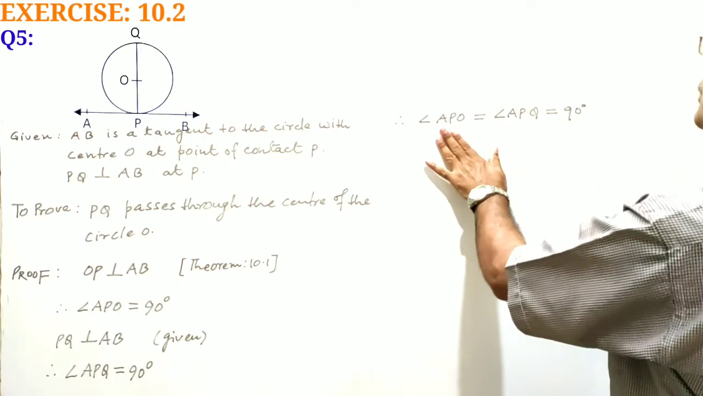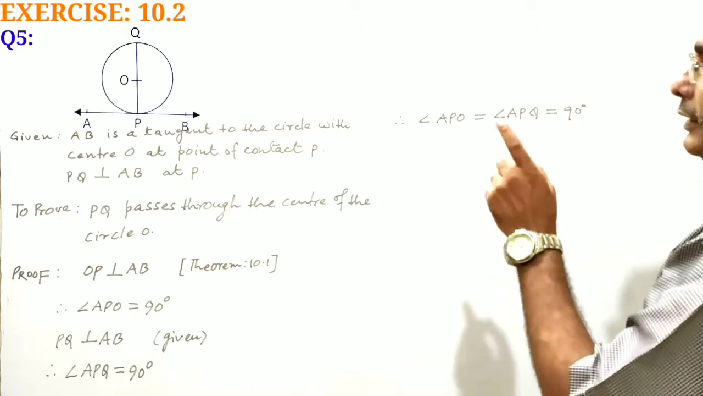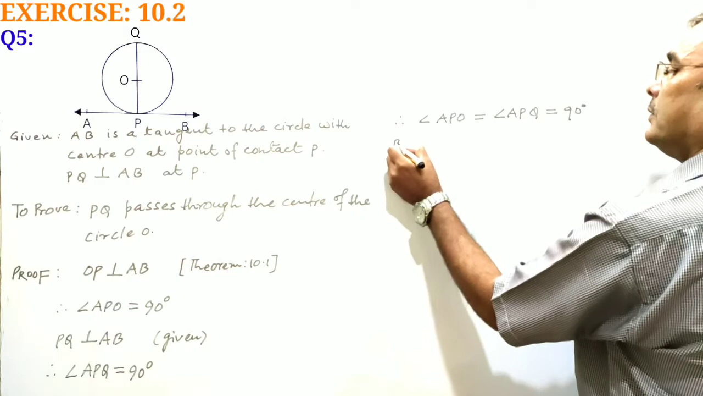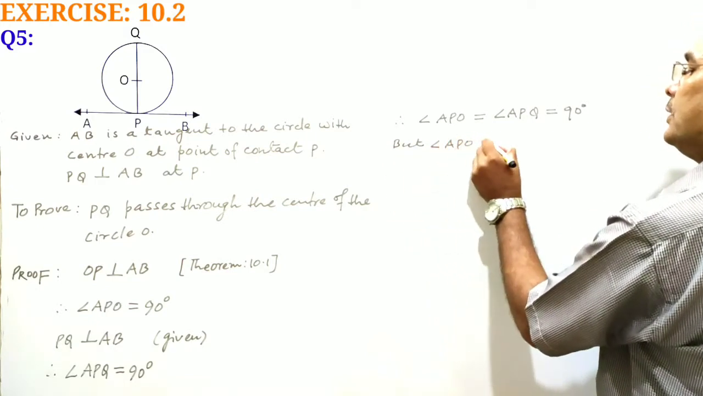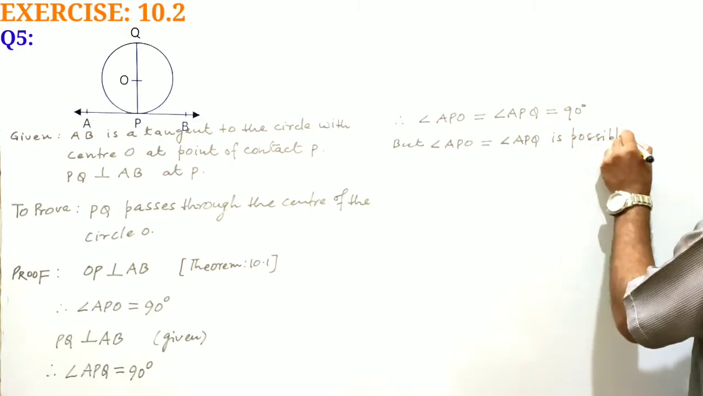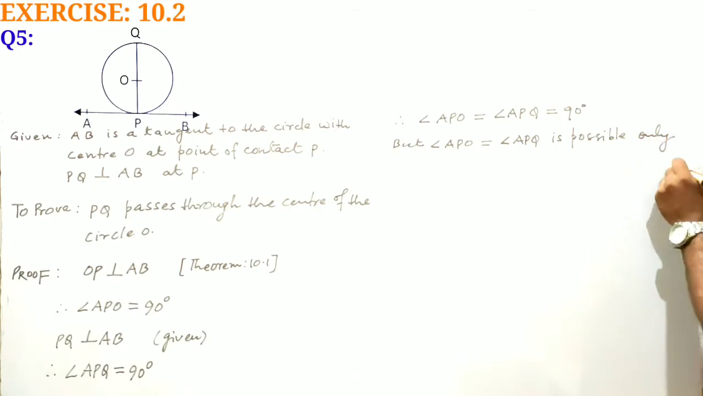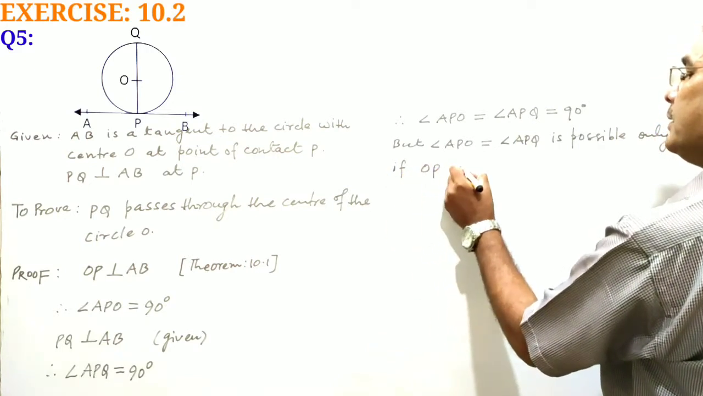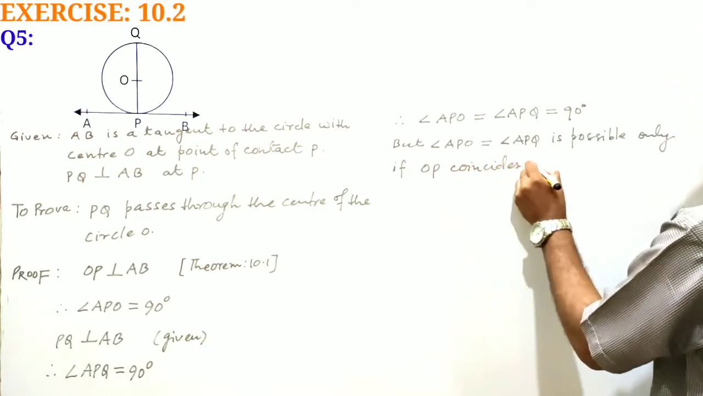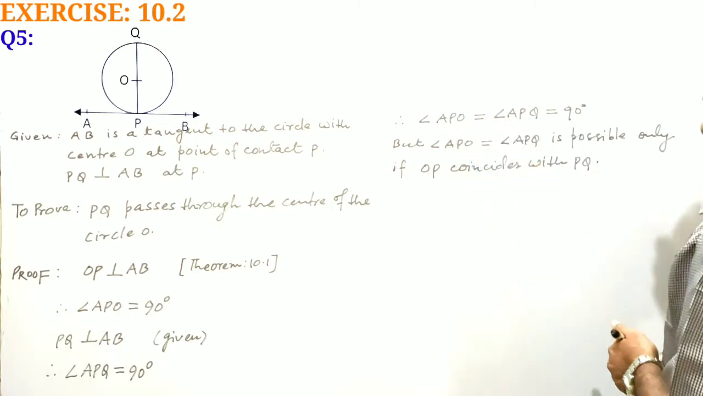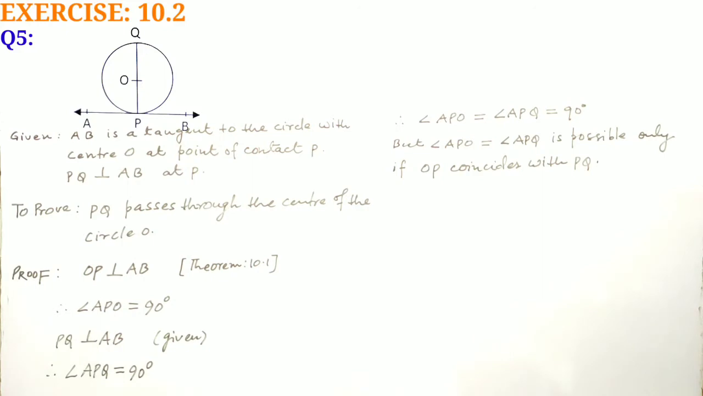But angle APO is equal to angle APQ is only possible when OP coincides with PQ, and this statement angle APO is equal to angle APQ equal to 90 degrees we have derived from the given information in the question.